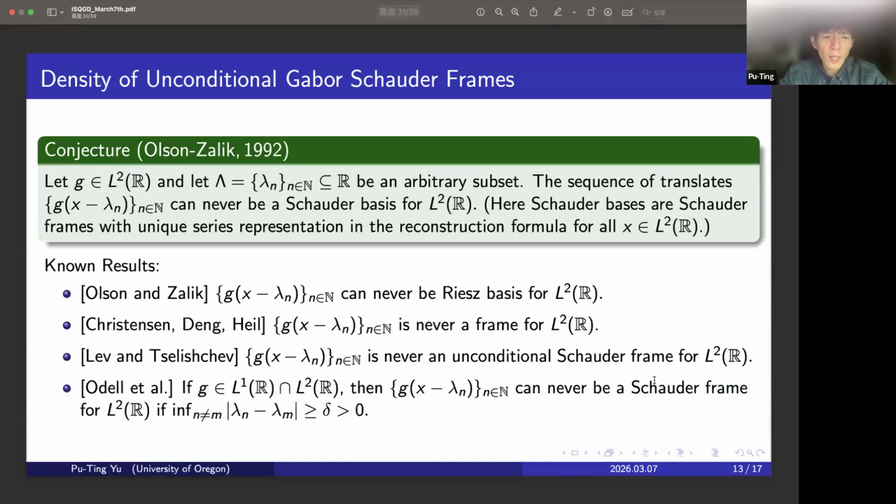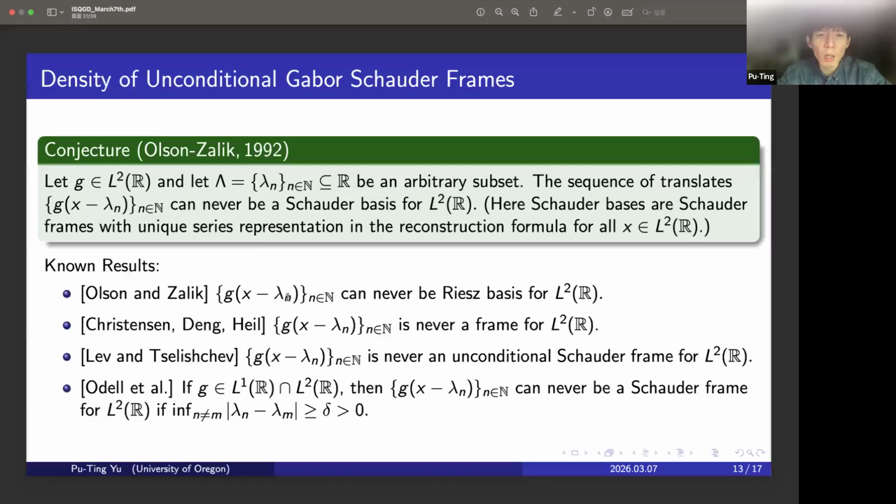And I think the closest result to a full solution to the Olsen-Zvavitch conjecture was due to Odell and some of his co-authors, where they showed that if g is contained in the intersection of L1(R) and L2(R), then such a system of translates can never be a Schauder frame if the distance between any two distinct lambda_n is bounded below by some positive number. So now we have seen a bunch of nice results about how to solve this Olsen-Zvavitch conjecture, right?